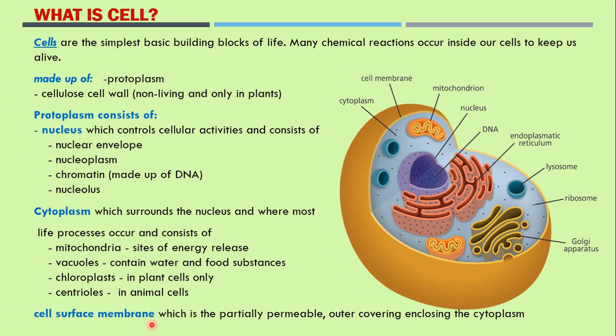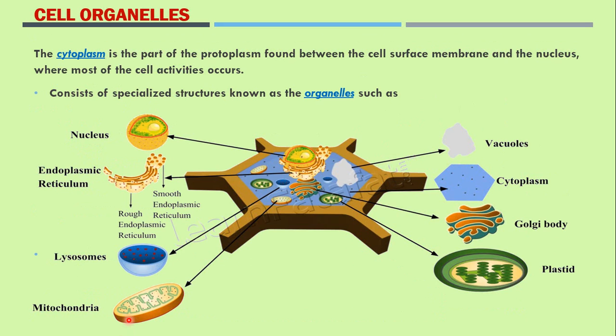Next is the cell surface membrane, which is partially permeable. It means the cell surface membrane, or you can say the cell membrane, is partially permeable, or you can say semi-permeable, because a semi-permeable membrane allows only selected molecules to pass through. So the cell membrane is called a semi-permeable membrane. Clear to all of you what is a cell? The cell is made up of protoplasm. Protoplasm consists of a nucleus, cytoplasm and cell surface membrane.